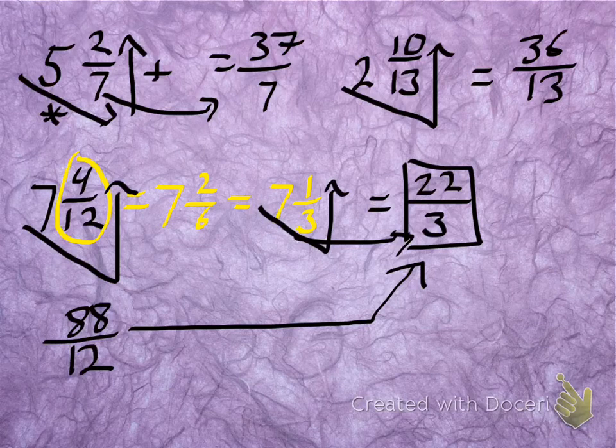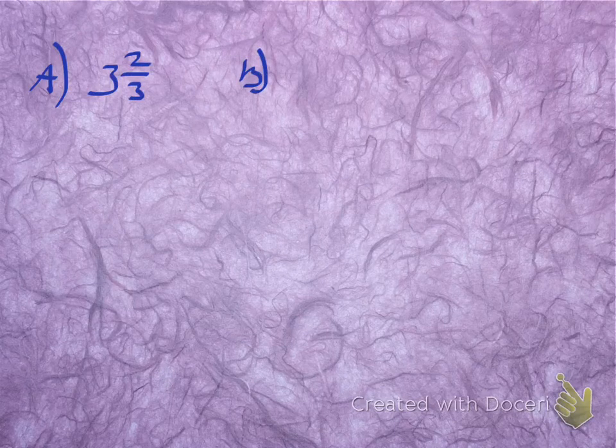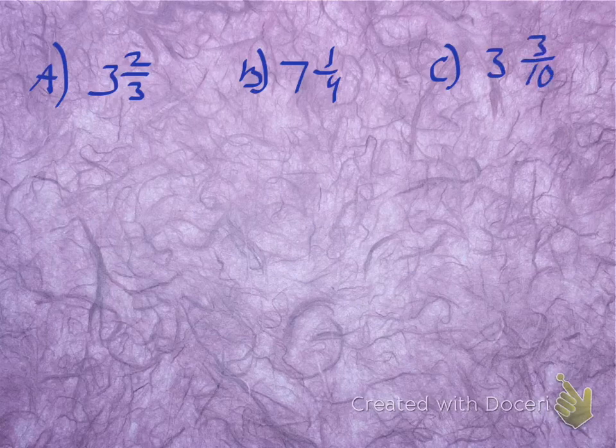All right, so let's go ahead and do three problems just like we did before, so a total of 6 for this video. Okay, so let's take the numbers 3 and 2/3, 7 and 1/4, and 3 and 3/10. Okay, so go ahead and pause the video, and for each of these I'd like you to change them into an improper fraction. As soon as you have done that, go ahead and resume the recording and see if your answers are correct. So go ahead and pause now.